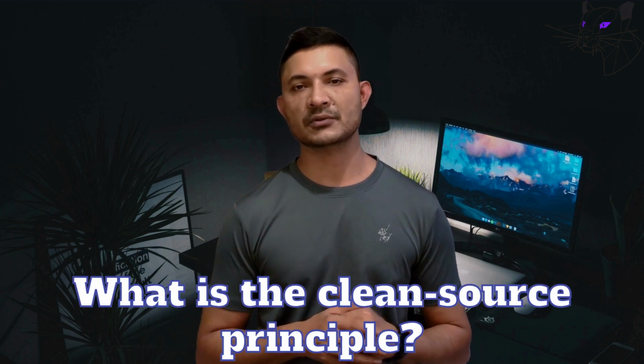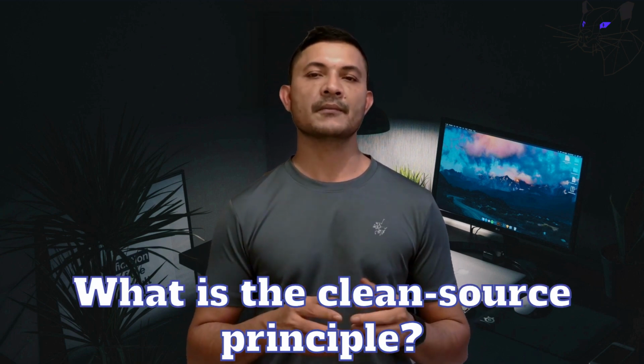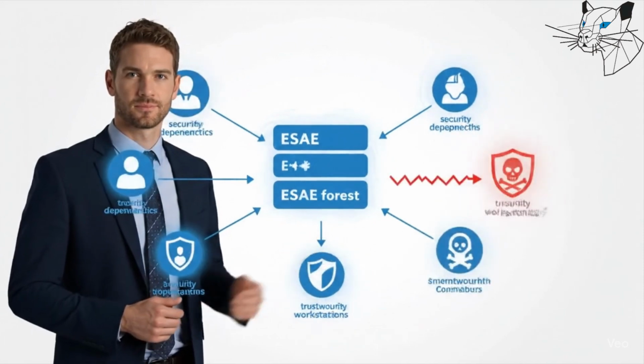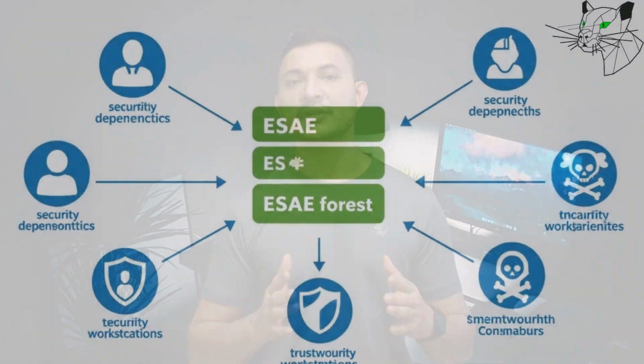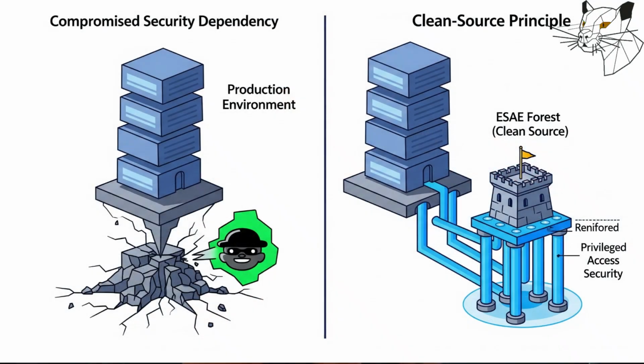What is the clean source principle? The clean source principle specifies that all security dependencies are as trustworthy as the item being secured. In the context of ESAE forests, the clean source principle involves ensuring that all of the security accounts and workstations that are used to perform administrative tasks are trustworthy. The clean source principle is an important aspect of security because if a malicious hacker can control a security dependency, the hacker also can control the item being secured.